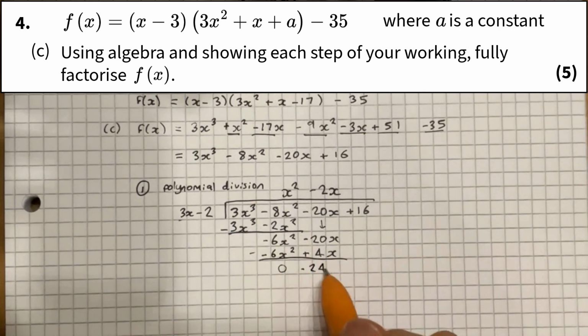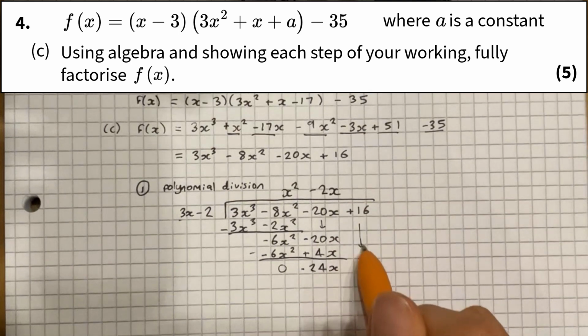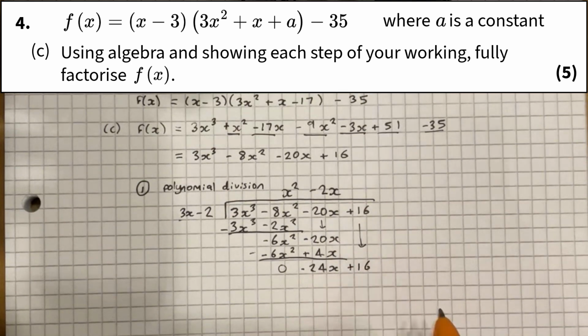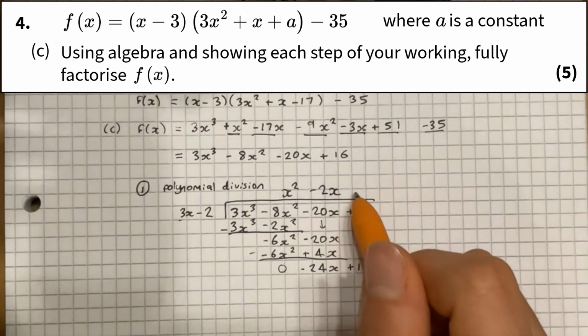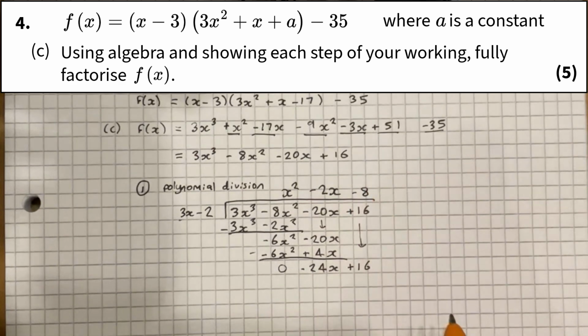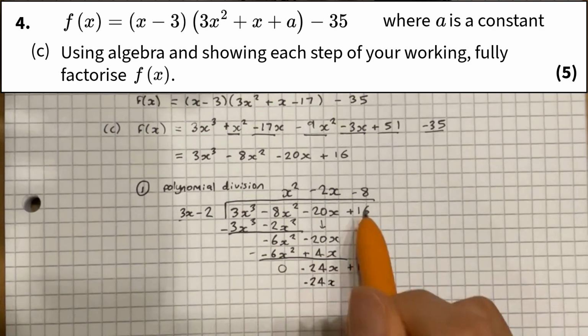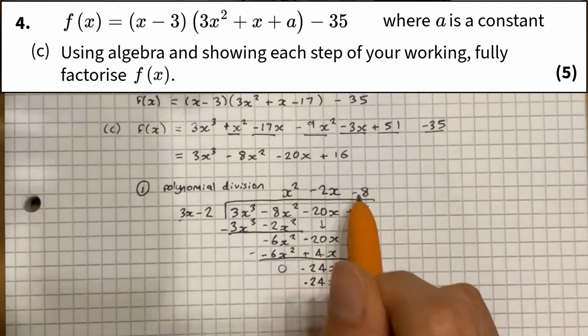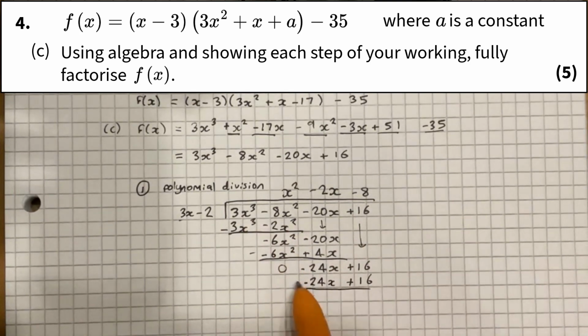and we get minus 24x. Bringing down the 16 like this. How many times does 3x go into minus 24x? The answer is minus 8. Now we take the minus 8 and we multiply it by 3x minus 2. We get minus 24x plus 16. If we subtract these two, we get zeros everywhere.